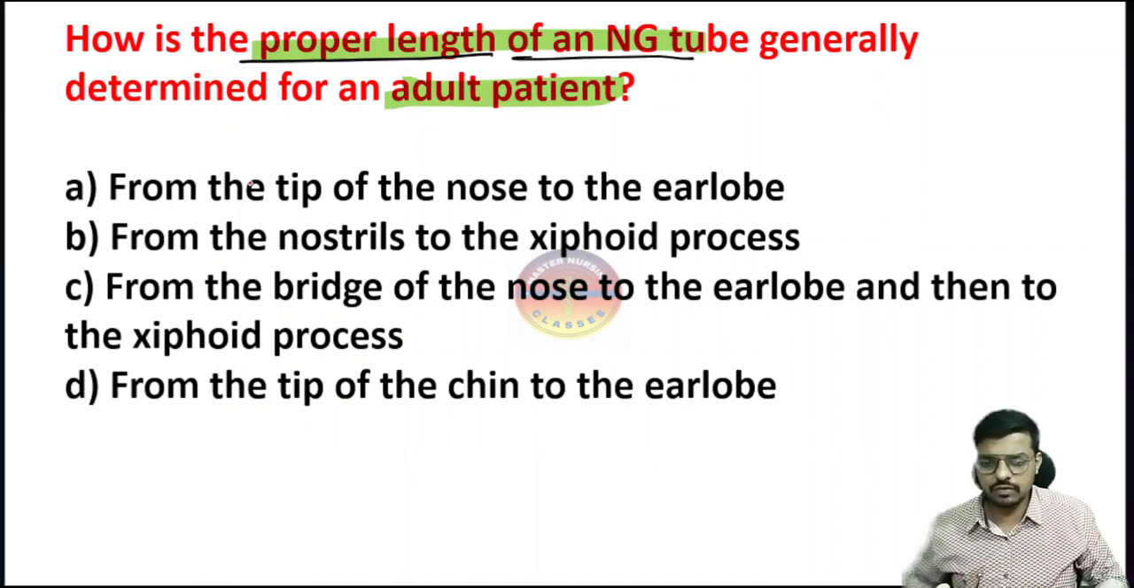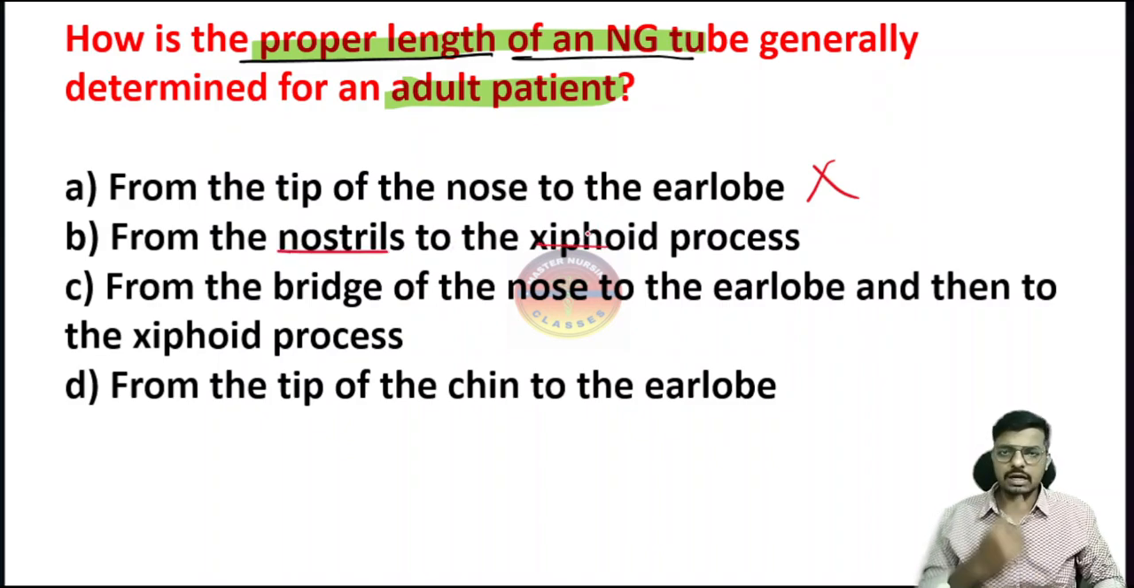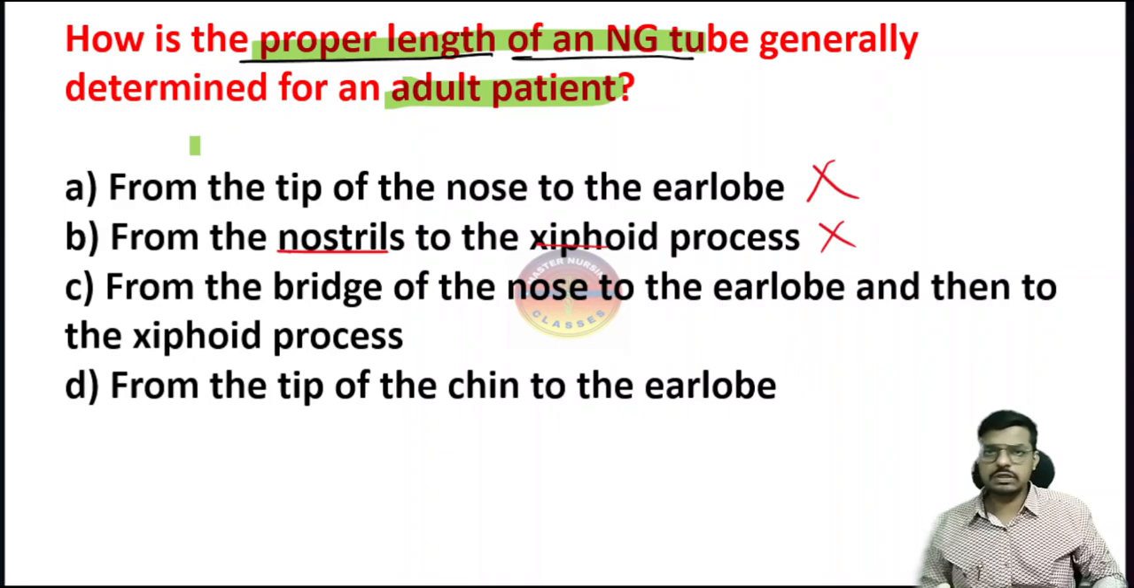Option A is telling from the tip of the nose to the earlobe. Okay, so only this is the half measurement, so I'm eliminating option A. Then comes B, from the nostrils to the xiphoid process, directly from the nostril to the xiphoid process. This is also an improper technique. Option C is telling from the bridge of the nose to the earlobe, then to the xiphoid process.